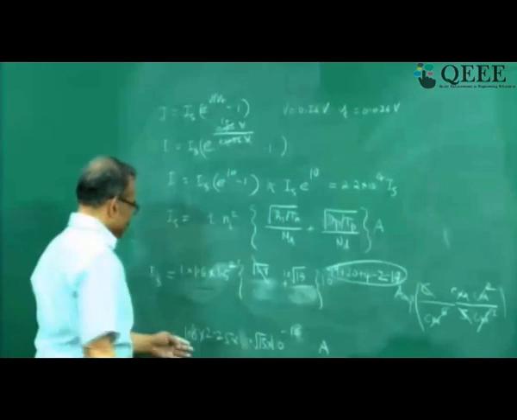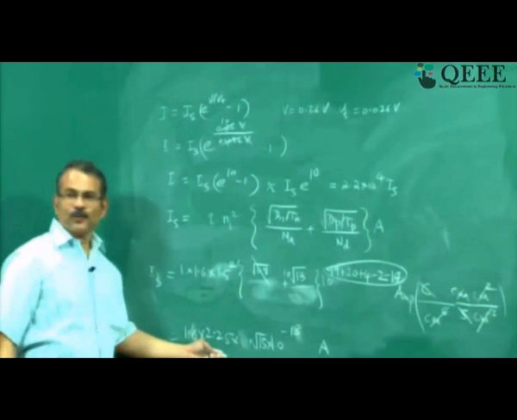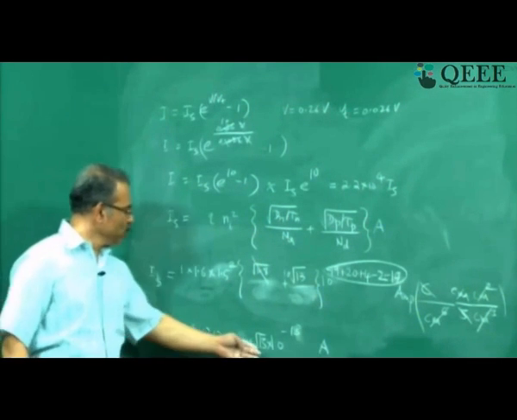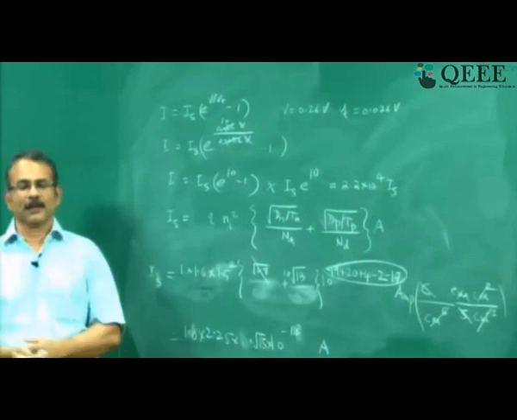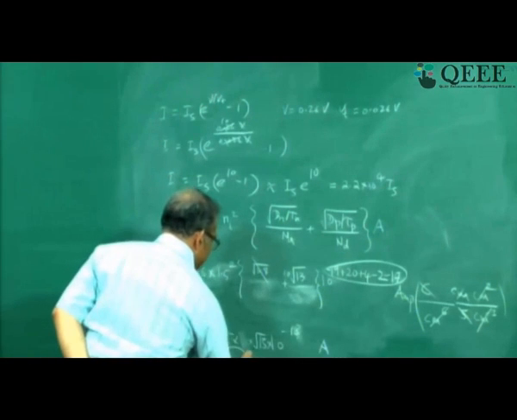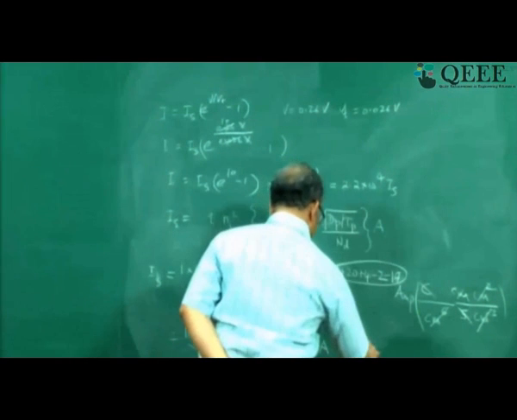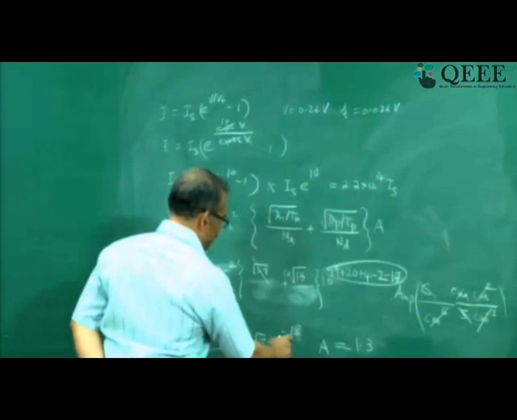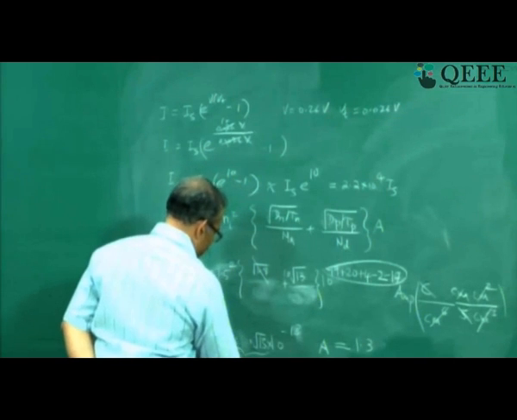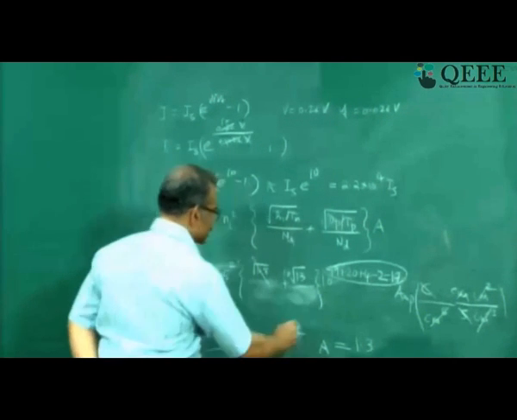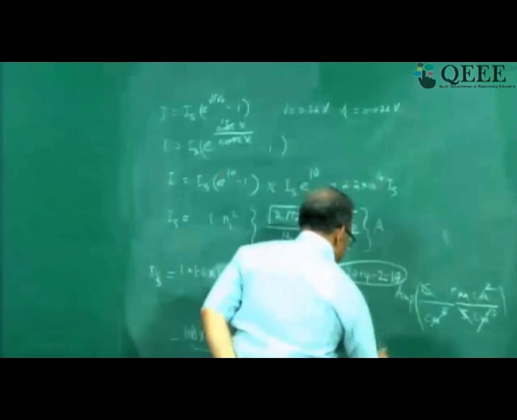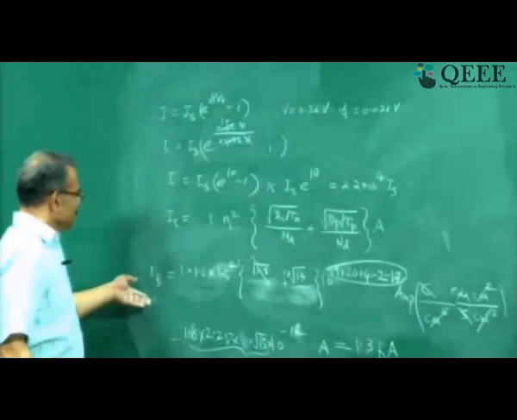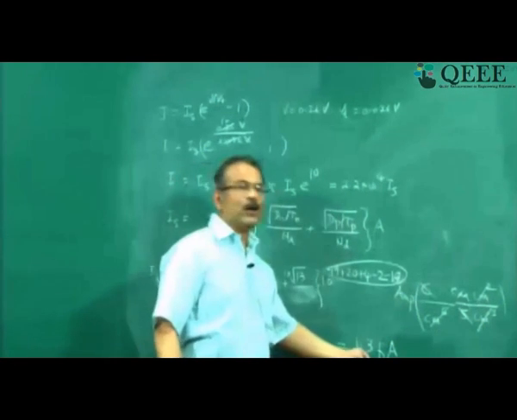Now 1.6 into 2.25 into square root 13. Please calculate, all of you, with your calculator and see how much it is. So this whole thing is about 13 and therefore this answer is 1.3. So 13 in 10 power minus 13, I can put 1.3 and make it minus 12, because I know 10 power minus 12 is picoamps. So 1.3 picoamps. So your reverse saturation current is of the order of picoamps.